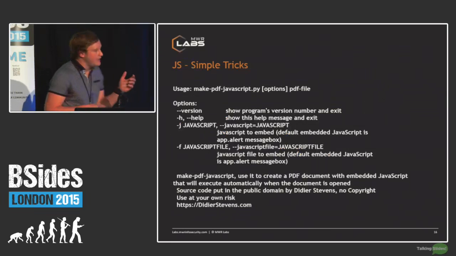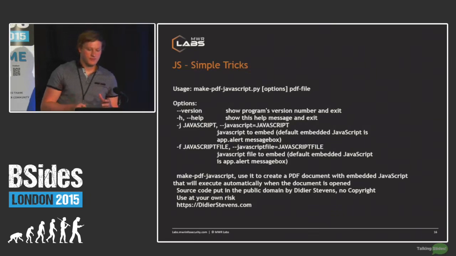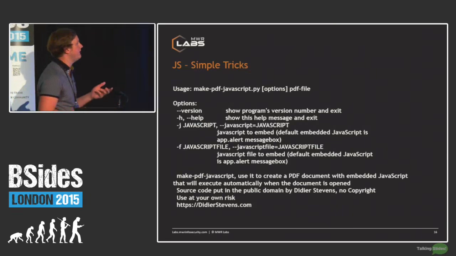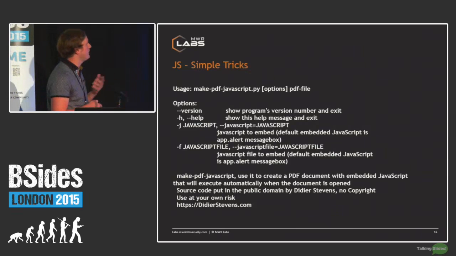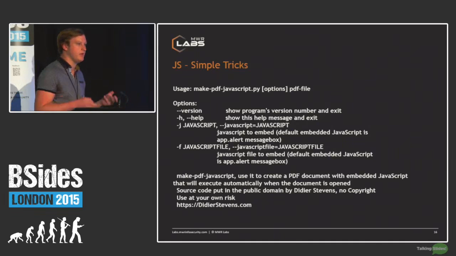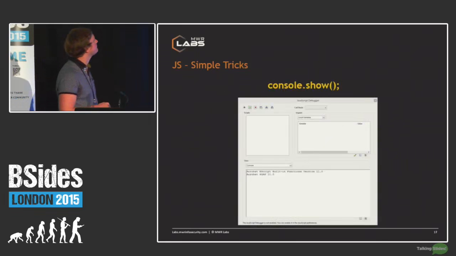One simple Python script you can use to create these PDFs is a script from Didier Stevens' PDF toolset. With make-pdf-javascript, you simply specify the JavaScript file you want to embed in a PDF, and it'll load this JavaScript when you launch the PDF.